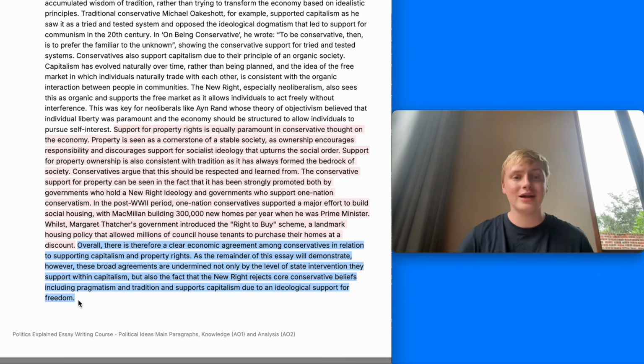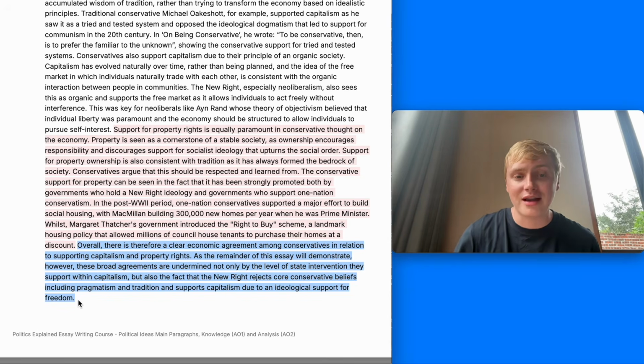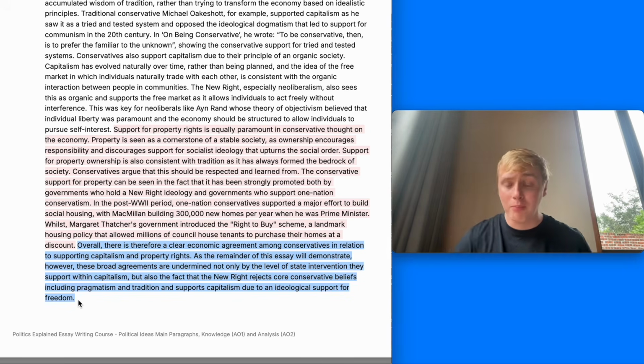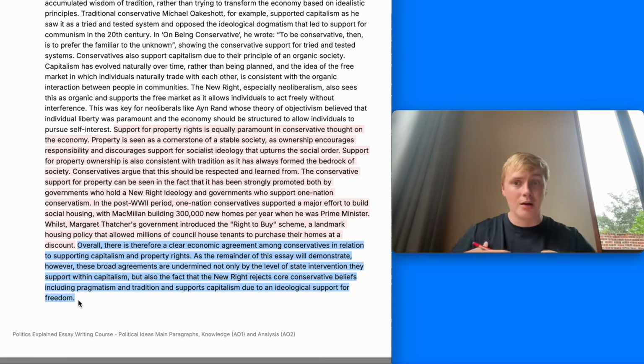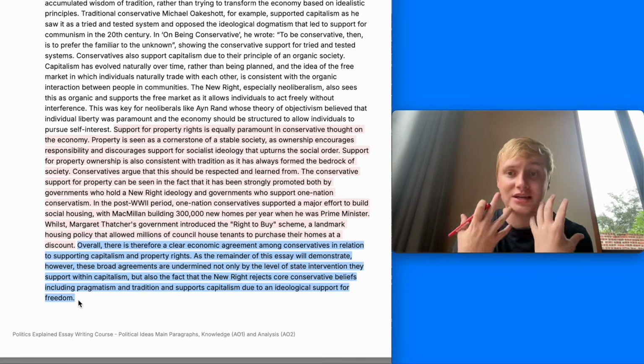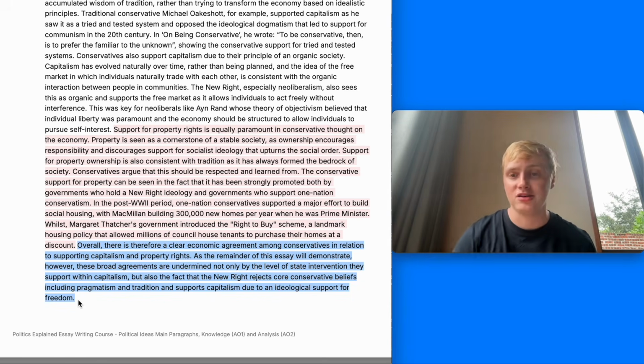So overall, there is therefore a clear economic agreement among conservatives in relation to supporting capitalism and property rights. As the remainder of this essay will demonstrate, however, these broad agreements are undermined not only by the level of state intervention they support within capitalism, but also the fact that the new right rejects core conservative beliefs, including pragmatism and tradition, and supports capitalism due to an ideological support for freedom. So we're pointing to the rest of the essay and saying, okay, even though there's this agreement, my overall essay is arguing that disagreement is more important. So we're bringing in some of that evaluation, and it's of course going to be consistent with the argument in our introduction and our conclusion.